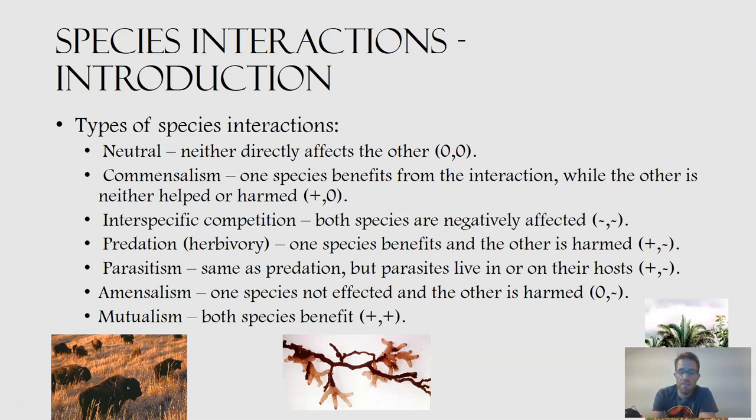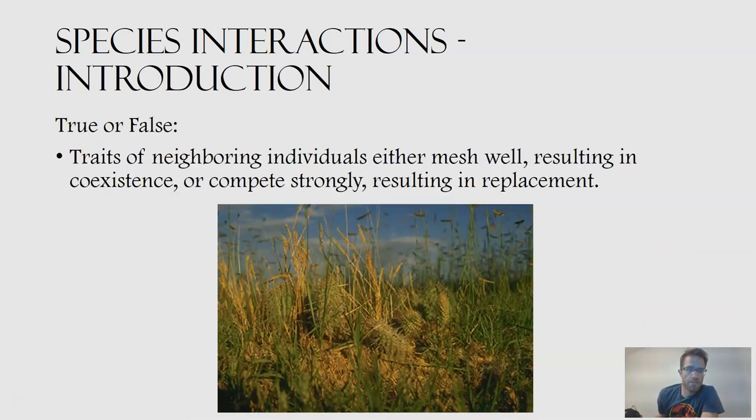Predation, one species benefits and the other is harmed. Parasitism, really the same as predation, but it's talking about parasites living on or within their hosts. There's also something called amensalism. It's not commonly talked about or referred to, but it's where one species is not affected, but the other is harmed. And then there's mutualism, where both species benefit. And we'll talk a little bit about mutualism in the next video.